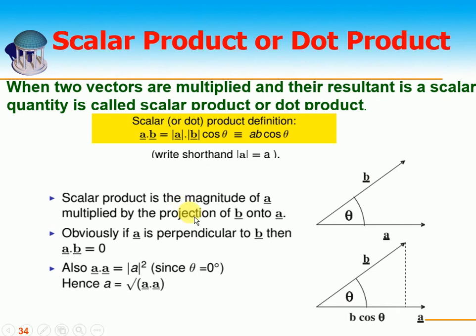Scalar product is the magnitude of A multiplied by the projection of B. If I say A dot B, it means the projection of B along A. Obviously, if A is perpendicular to B, then there is no projection of B along A, therefore the dot product is 0. If you find the projection of A along A, simply A dot A is A square, right? Hence A is equal to the square root of A dot A, which is the magnitude of A. So A dot B is equal to AB cos theta.